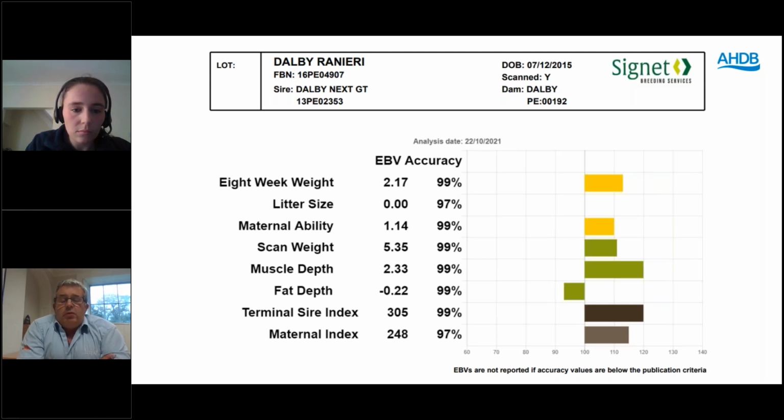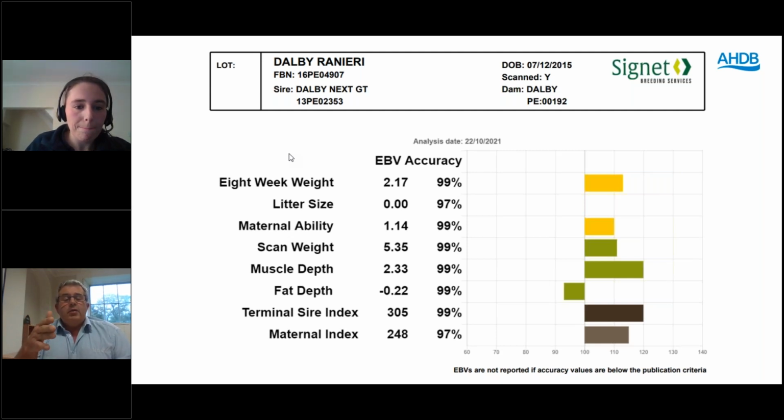Litter size is 0, so their average on prolificacy for that breed or for the analysis. Maternal ability is really good, 1.14. So you see those yellow lines coming to the right. That's good. So things moving to the right is what we want to see. The fact is litter size 0 doesn't really matter if it's a terminal sire. If it's a ewe flock, if I wanted to increase my prolificacy, I want to see a yellow bar going to the right on that litter size. But it depends entirely what my starting point is for the breed, and this is a Charolais, I assume, on this one.